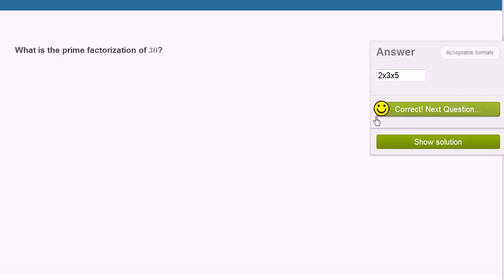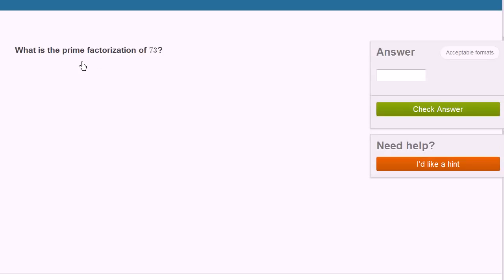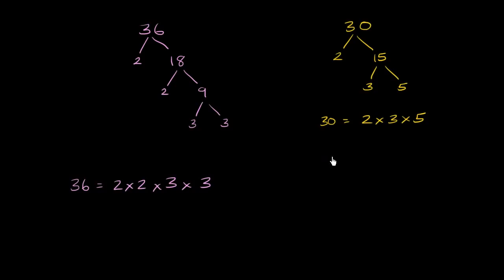Let's do one more of these. What is the prime factorization of 73? Now 73 is interesting. I'll get my scratch paper out for this. We could try to factor 73. You might try 2. Well, this is clearly an odd number, so 2 isn't going to be divisible into 73. You might try 3. You would immediately see, well, 3 is divisible into 72. If you divide into 73, you have a remainder of 1.